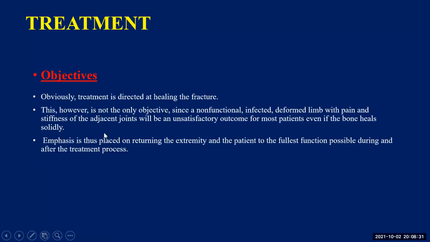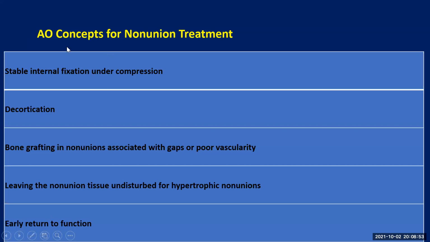Coming on to treatment. The objective of treatment is directed at healing the fracture. This is not the only objective, since a non-functional infected deformed limb with pain and stiffness of joint will be an unsatisfactory outcome. So emphasis is placed on returning the extremity and the patient to the fullest function possible after the treatment.